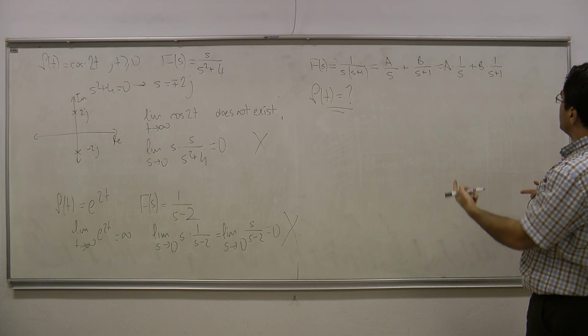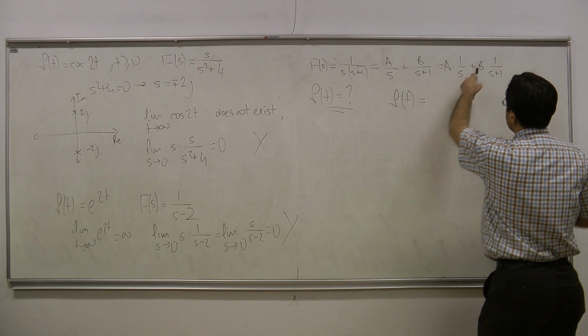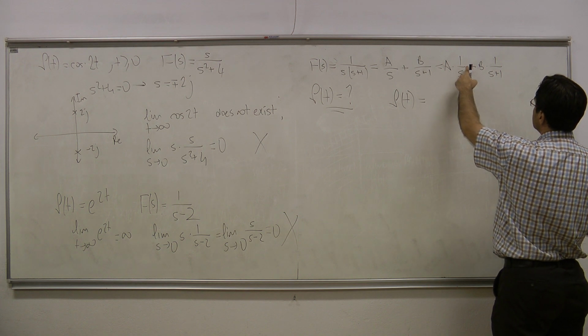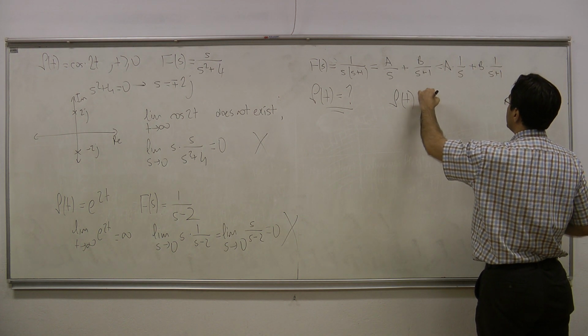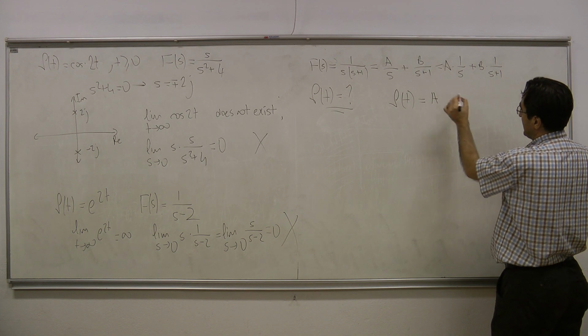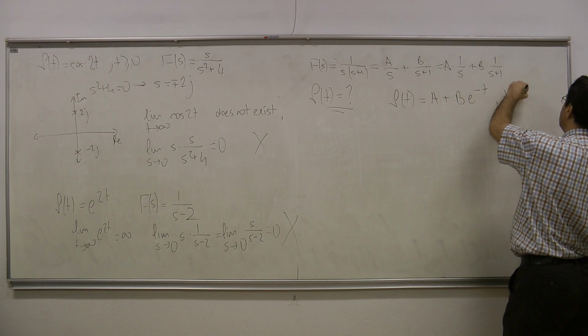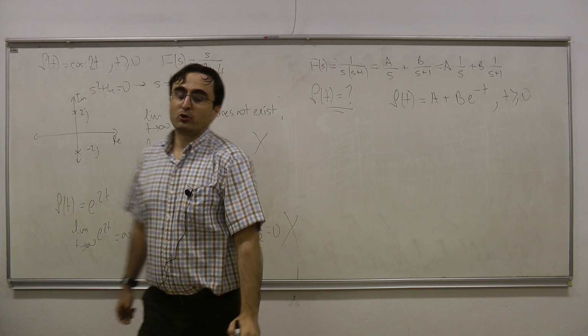So what are going to be the inverses of these? I have f of t is going to be, this is the step function, this is the exponential e to the minus t. So it's going to be a times the step function plus b e to the minus t, for t larger than or equal to 0.